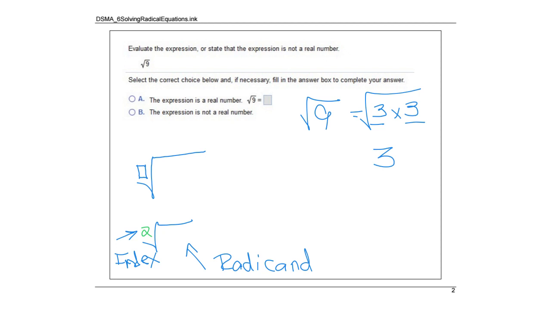At that point, we would drop the radical. This is a perfect square. It doesn't always happen. Now, you don't have to know all your perfect squares because the calculator is going to do that for you. I'll probably show you on the next slide how the calculator works.